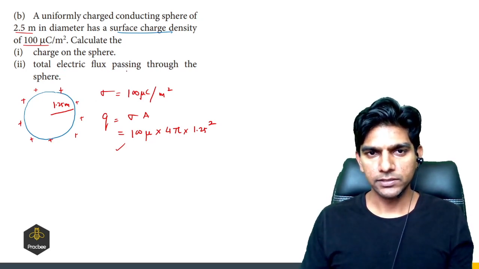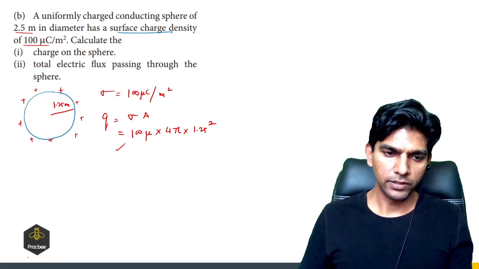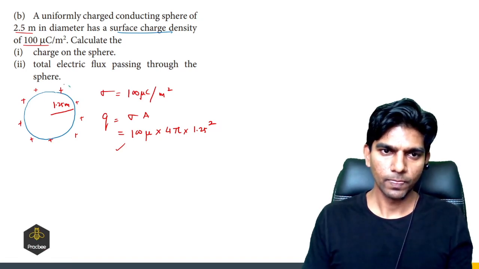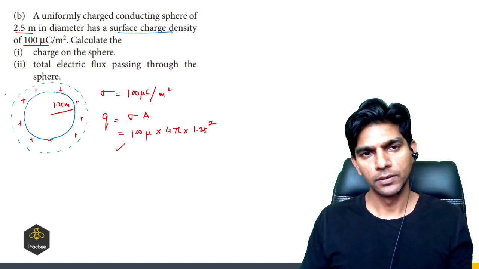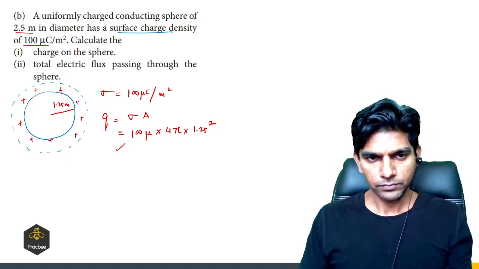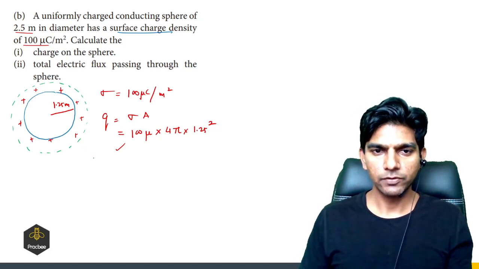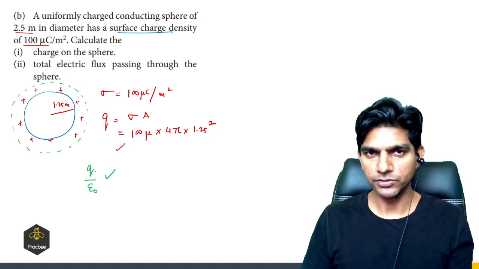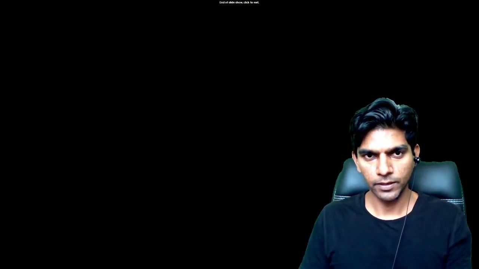Total electric flux passing through the sphere. So how much electric flux is passing? So in that case, we can assume a Gaussian surface, right? So they are asking about the electric flux passing through this Gaussian surface. So that will be the total charge enclosed divided by epsilon naught. So that should be the answer of this question. So we'll put the values, we'll calculate the answer up to 2 decimal places and we'll get the answer.